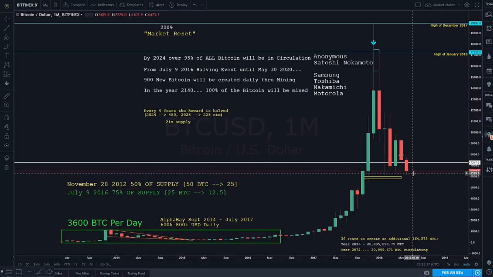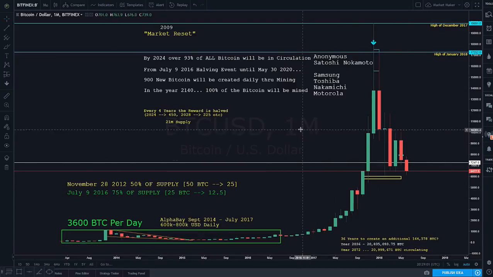If we fast forward to 2036, we'd have about 20.8 million Bitcoin in existence. With the way that the reward halving works, if we fast forward another 36 years, it would only create an additional 164,578 Bitcoin.